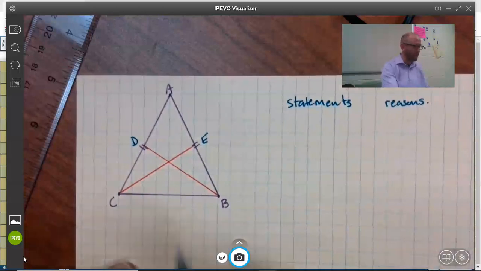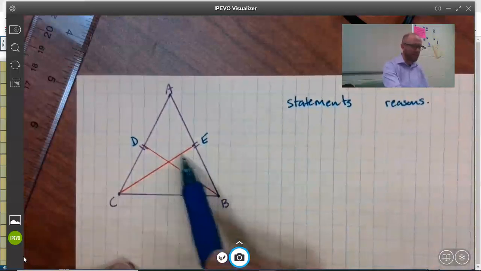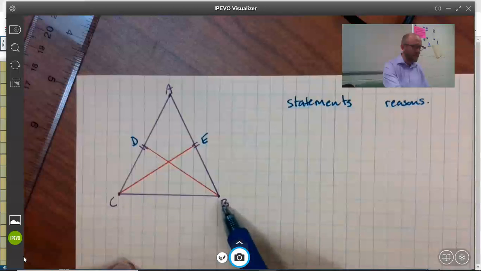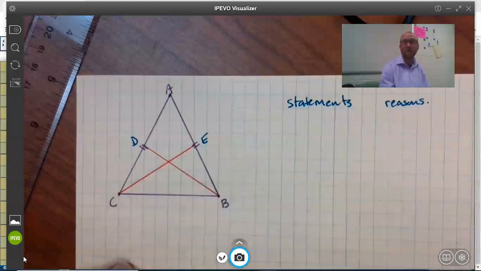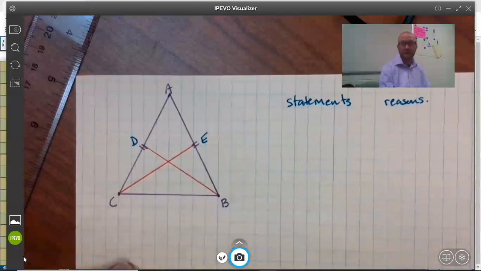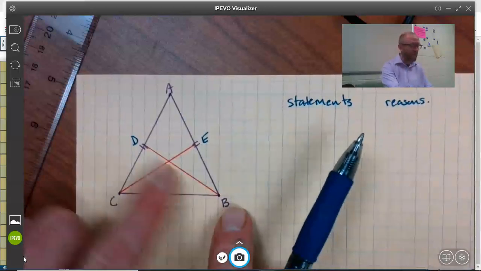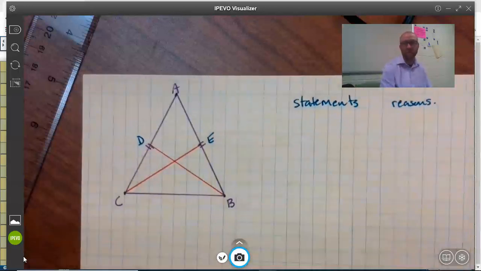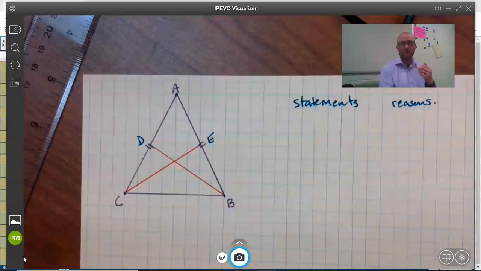I think the way I'll go about this is there's these two triangles down here, right? We got DCB and ECB, and we're going to prove that they are congruent. And if they're congruent, then BD and EC have to also be congruent because they're corresponding parts of congruent triangles.